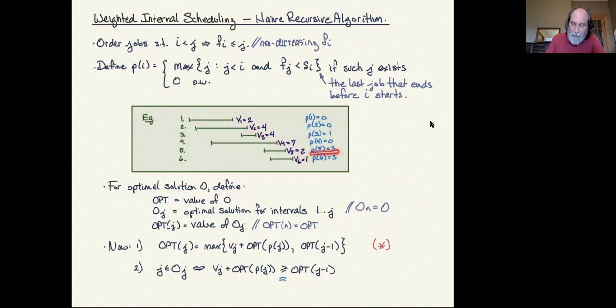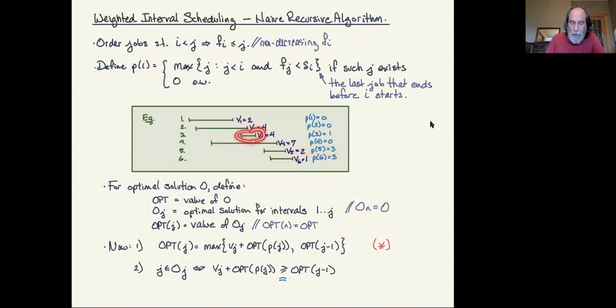P of 5, if we select 5, also 4 is ruled out because it overlaps with 5. So the last job in the ordering that finishes before 5 starts is 3. So P of 5 is also 3.